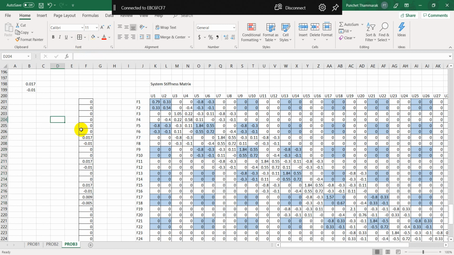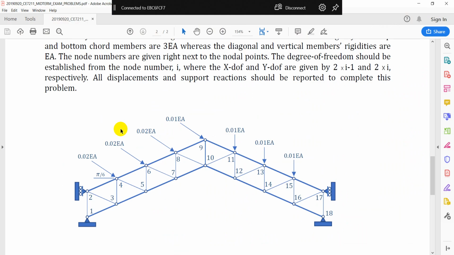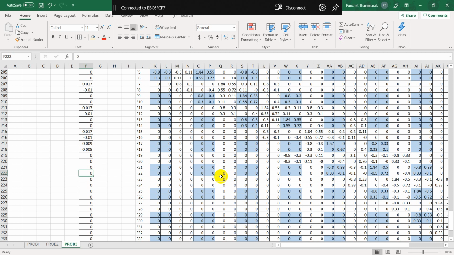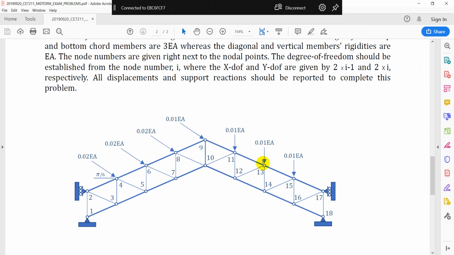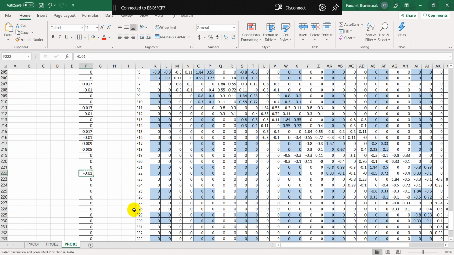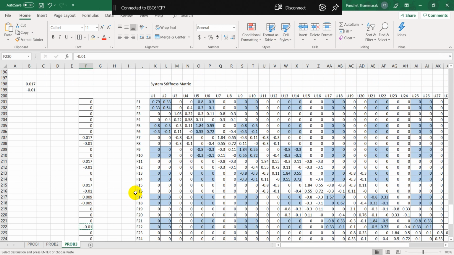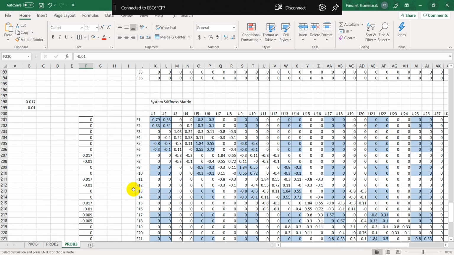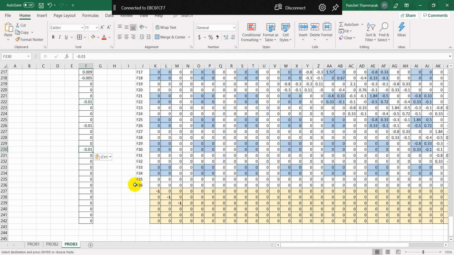Now force from the left side, maybe the wind that attacks this roof, is incorporated. 0.01 straight in vertical direction, so this is 22. 22 equals minus 0.01. What else? 26 and 30. 26 put in here and 30 put in there. So forces are plugged in already right now.